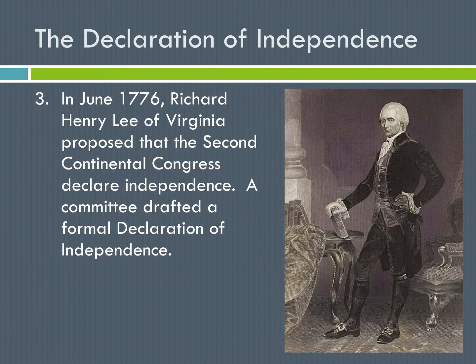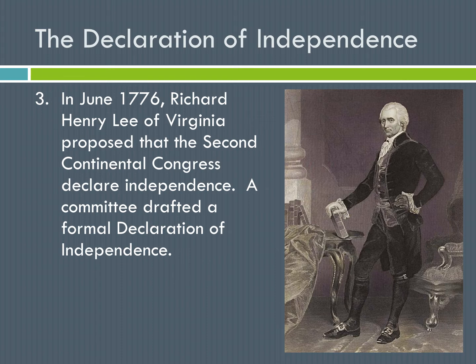So in June 1776, a man by the name of Richard Henry Lee of Virginia, who is related distantly to Robert E. Lee, who we'll talk about later in this class, proposes that the Second Continental Congress should declare independence. So he puts forward this proposition to the Congress, and a committee is put together to draft what that formal Declaration of Independence would look like.